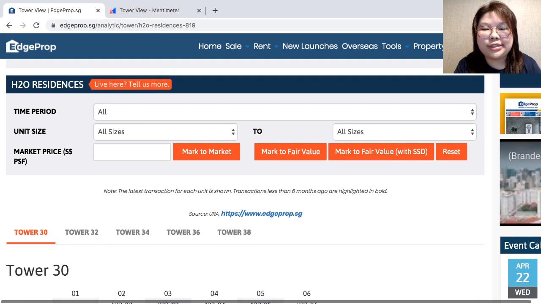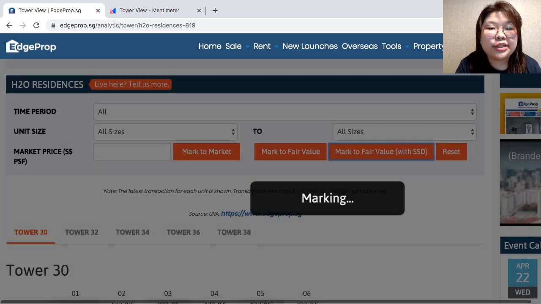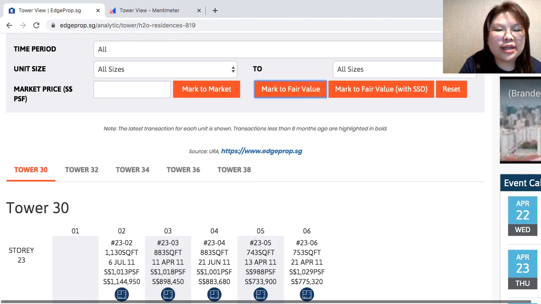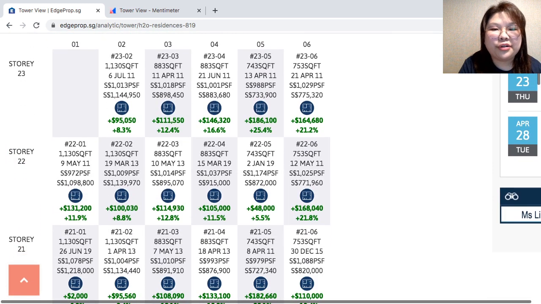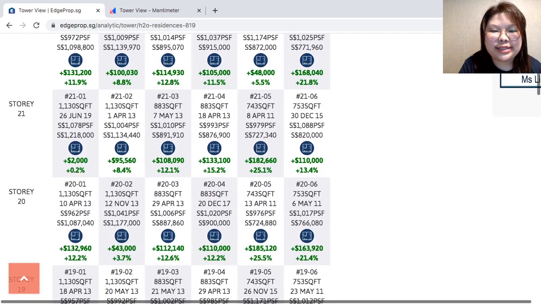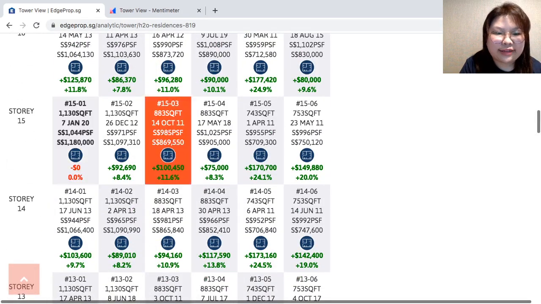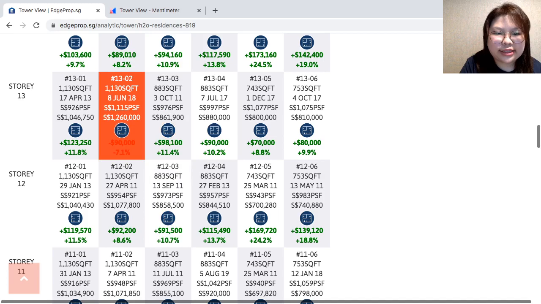Okay, the next thing is the buttons on the top here. First and foremost, I'd like to introduce the button called Mark to Fair Value. I'm just going to click on Mark to Fair Value, and you would see that for all the units here, you would either see a plus or minus. In this case, there's a negative 90 here.